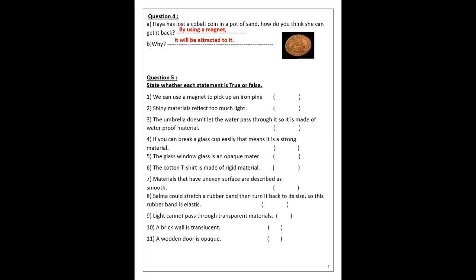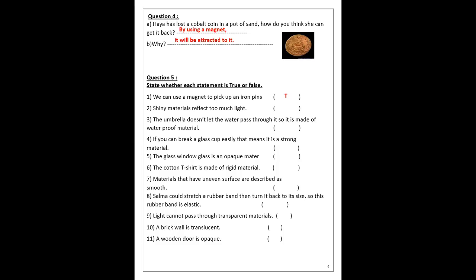It's saying to you, state whether each statement is true or false. We are going to write beside each statement, is it true or false? Okay, so let's start number 1. We can use a magnet to pick up iron pins. As we said, there are magnetic and non-magnetic materials. Is iron magnetic or non-magnetic? It is magnetic. So we can use the magnet to pick the iron pins. Yes, we can. It's true, of course.